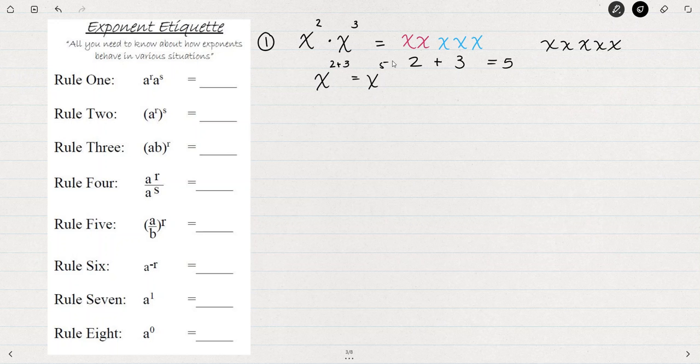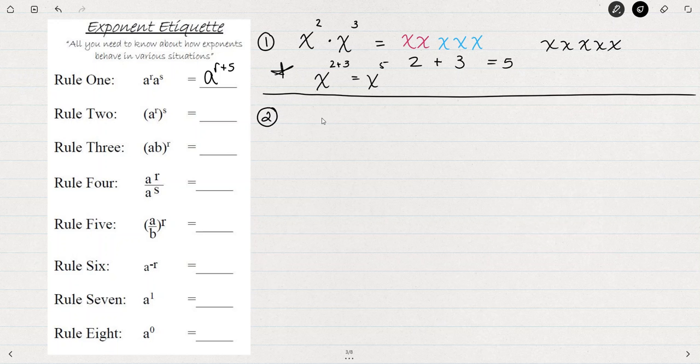And that's why this first rule, a to the r times a to the s, where a is the same base in both of these, what you would do is you'd add those exponents. Now, some students are going to approach this by simply trying to memorize these rules. It's much better if you can understand them in a way like what you see visualized here to the right. Let's look at number 2 and see if you can visualize this.